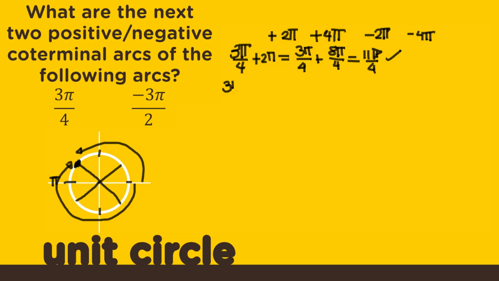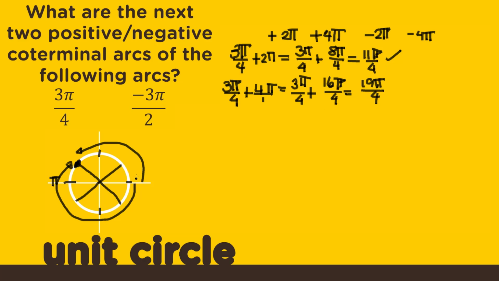The next one is if we are going to add 4 pi. So 4 pi, of course, that's 16 pi over 4. The LCD is 4, so 4 divided by 1 is 4, times 4 is 16. So the next positive coterminal arc is 19 pi fourths.